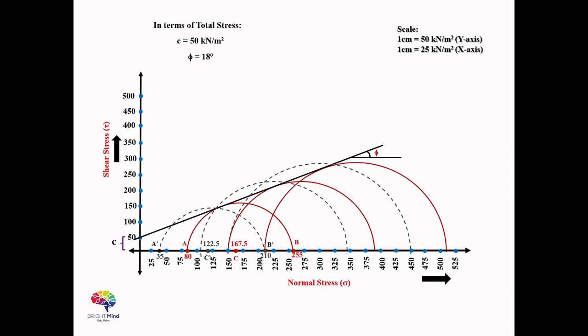Once all the three Mohr circles are drawn, we'll again draw a tangent touching all the three Mohr circles. We'll note down the intercept and the slope angle. So in terms of effective stress, the intercept, that is effective cohesion, comes out as 60 kN per meter square, and the slope angle, that is effective angle of friction, comes out as 20 degrees.